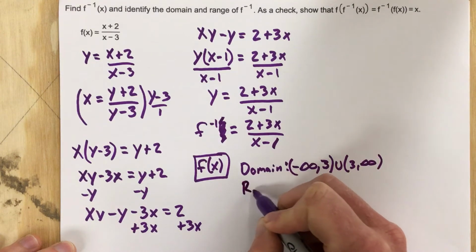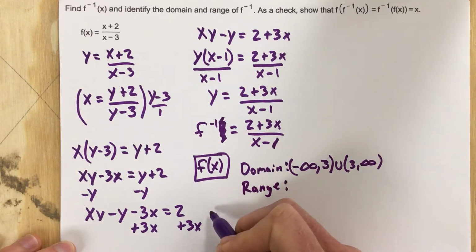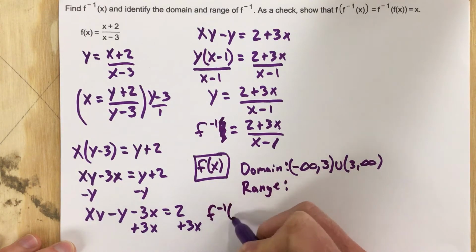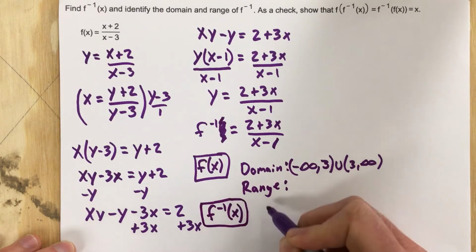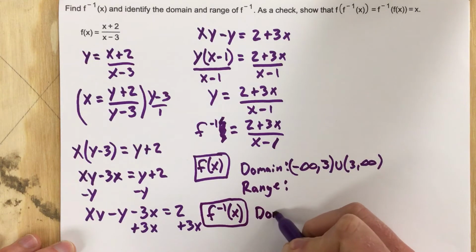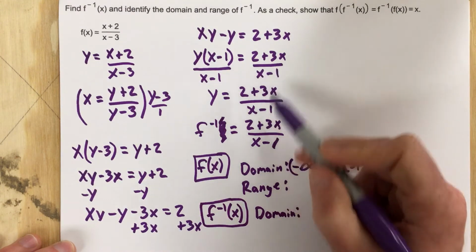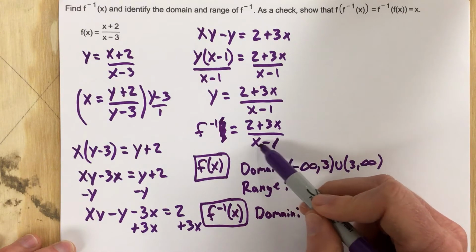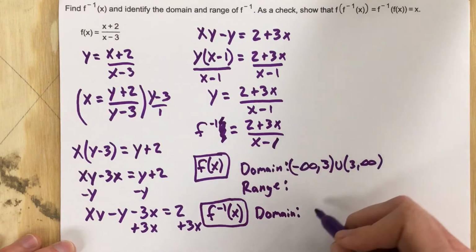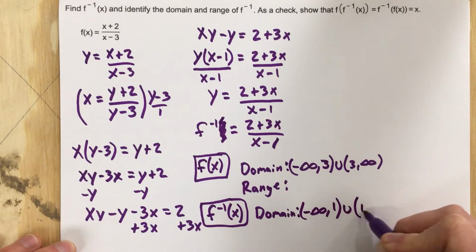Now the range for the f of x function I'm going to hold off on, because there's a slick way to do this if we look at the f inverse function first. So the f inverse function, its domain is going to be, if we look here, any number except for 1. 1 minus 1 will give you a 0. You can't divide by 0, so we're going to have negative infinity to 1 union 1 to infinity.